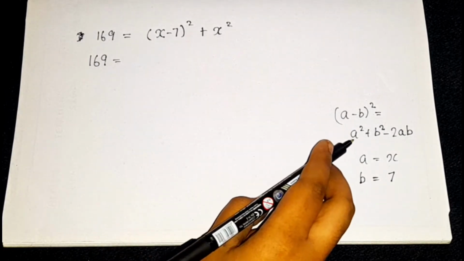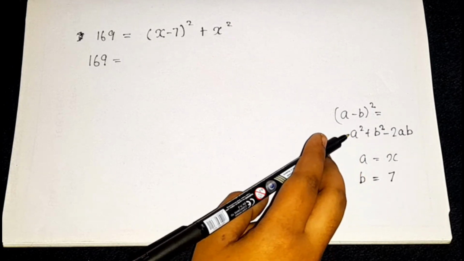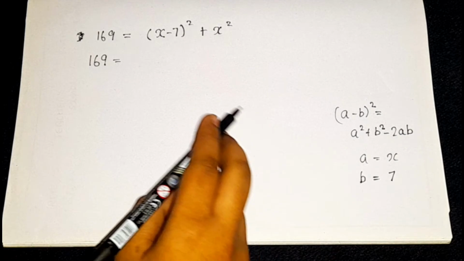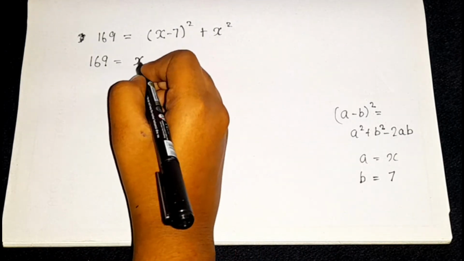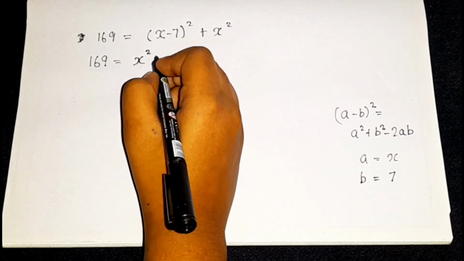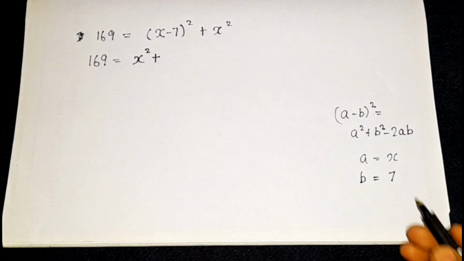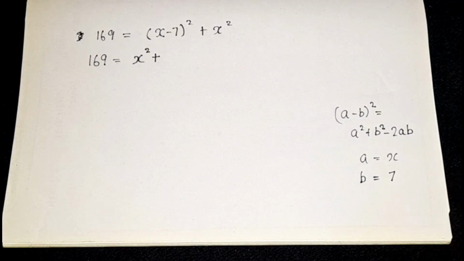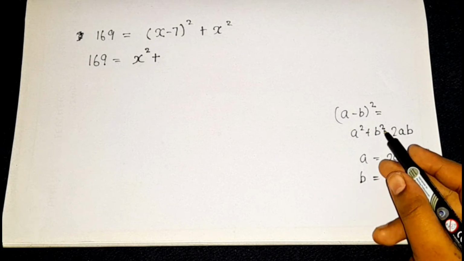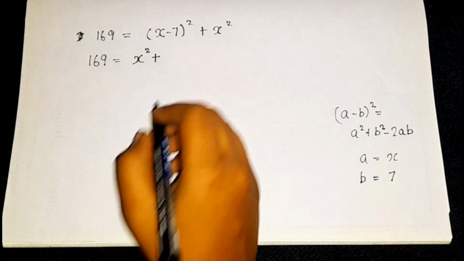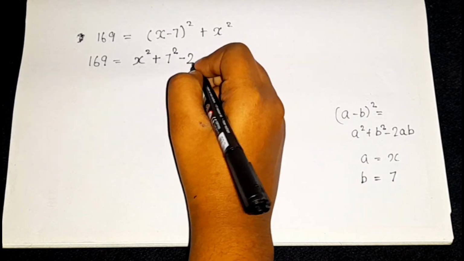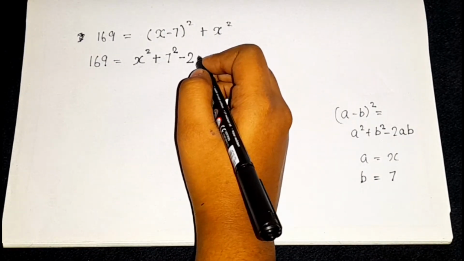Now let us apply the formula, that is a square plus b square minus 2ab. So what is the a square value? The a value is x, so it will be x square according to the formula, and then plus b square. This is the b square. Here the b value is 7, so it will be 7 square, minus 2 as it is, and a into b.